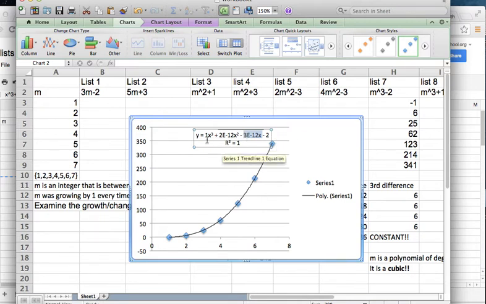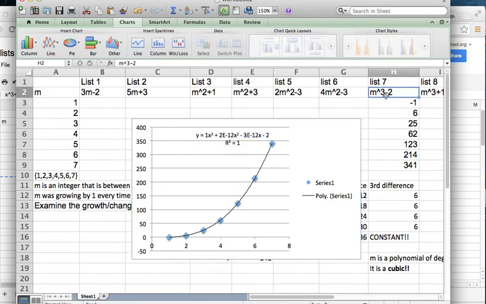So what we really get is x cubed minus 2, which is what we would expect to get because this is m cubed minus 2. All right, so that's how you can use your computer to generate these equations if you don't have them already.